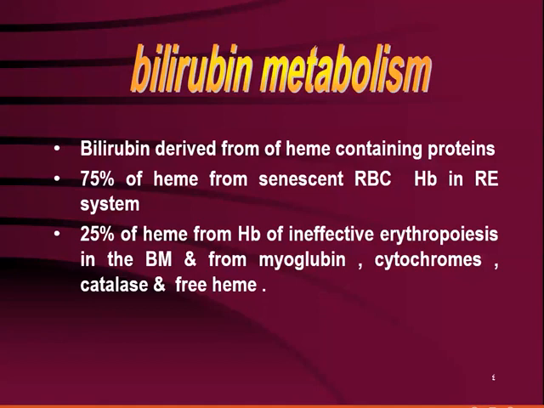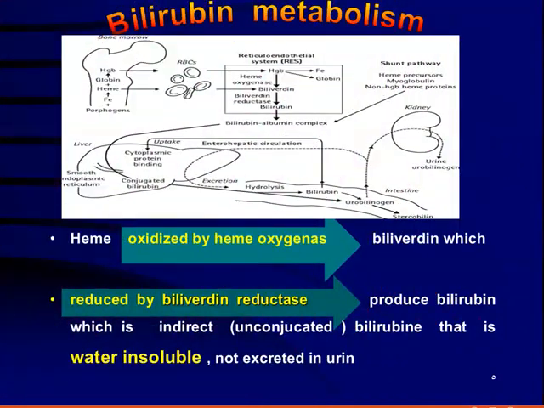Bilirubin is derived from heme, and 75% of heme comes from senescent RBCs in the reticuloendothelial system, and 25% of heme from hemoglobin of ineffective erythropoiesis in the bone marrow, and from myoglobin, cytochrome, and so on. Here we can see heme, by the effect of heme oxygenase, will be converted to biliverdin, and this, by the effect of biliverdin reductase, will be converted to bilirubin.